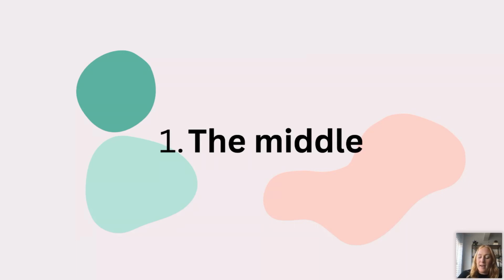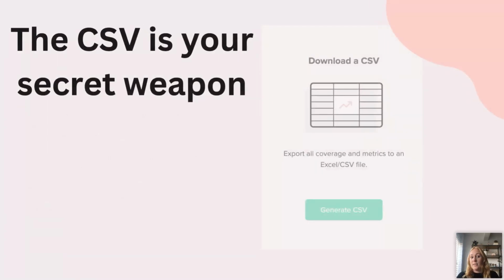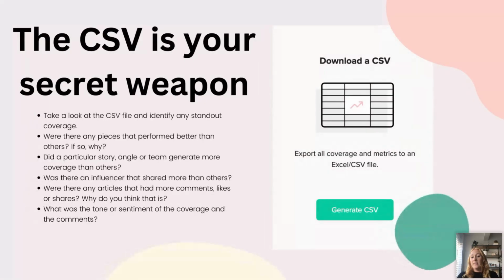And as part of that, I'd encourage you to have a look at your CSV. So once all your coverage is in your report, download a CSV and have a look through it. You'll be able to see any standout pieces of coverage. So at the beginning, when I said one piece had 1,000 shares, you can see if any pieces have more shares, comments, likes, or anything than any others.